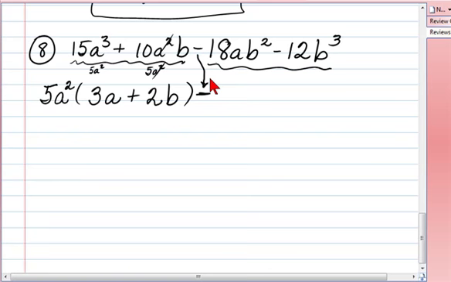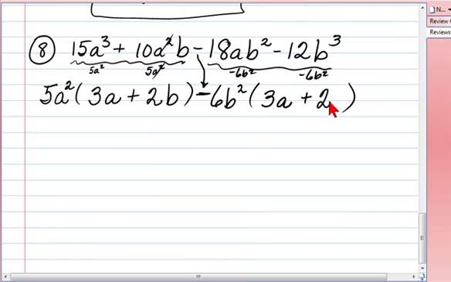3 will, but 6 is bigger, and it will. So I want to take out the 6. And is there a common variable? B squared. So I'm going to divide by negative 6b squared, negative 6b squared. Negative divided by negative gives me positive 3a. Negative 12 divided by negative 6 gives me positive 2, and there will be a b left over.